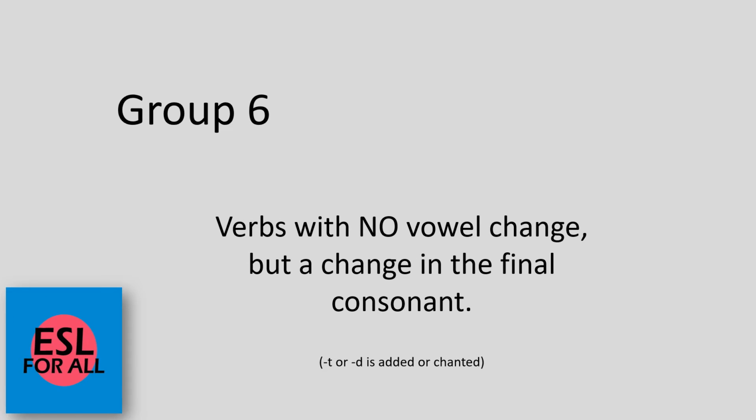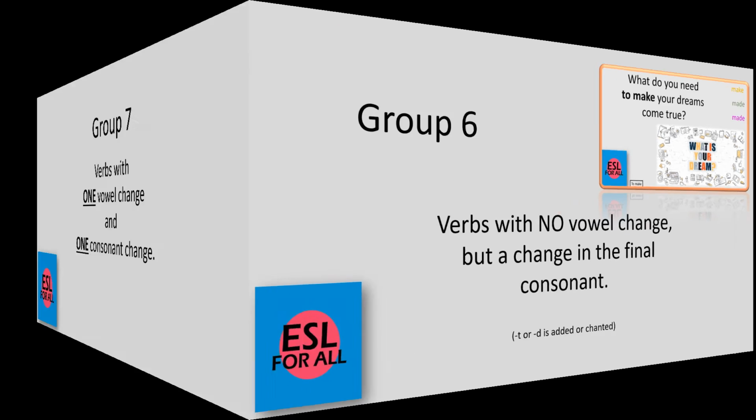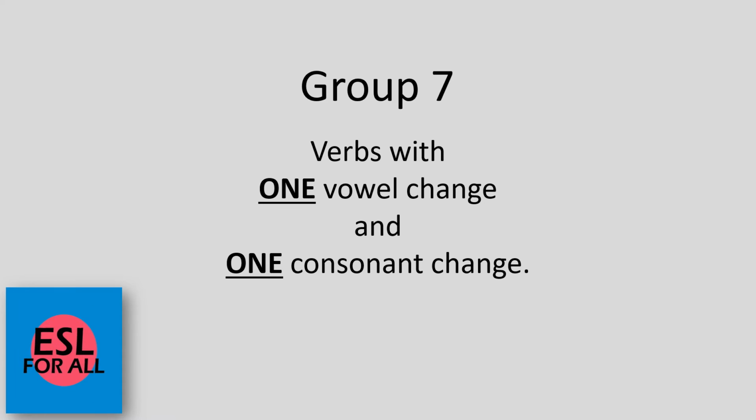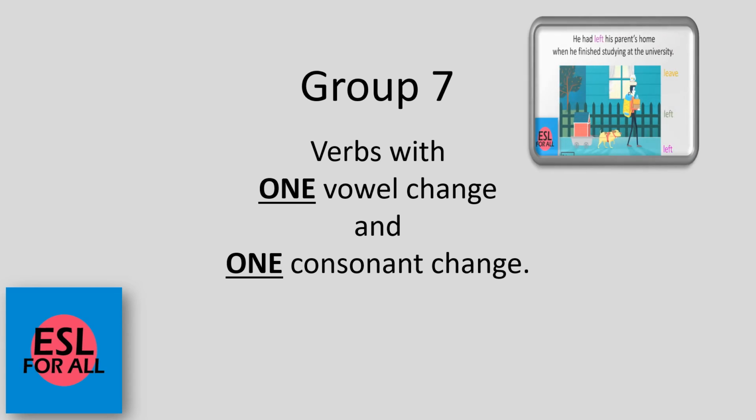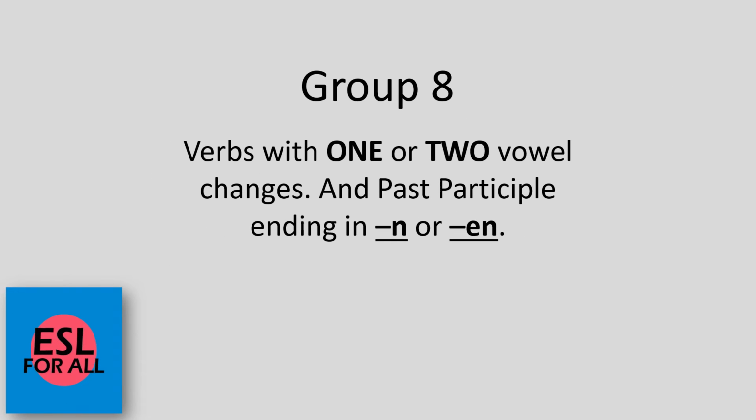Group 6, verbs with no vowel change, but a change in the final consonant. T or D is added or changed. Group 7, verbs with one vowel change and one consonant change. Group 8, verbs with one or two vowel changes and past participle ending in N or EN.